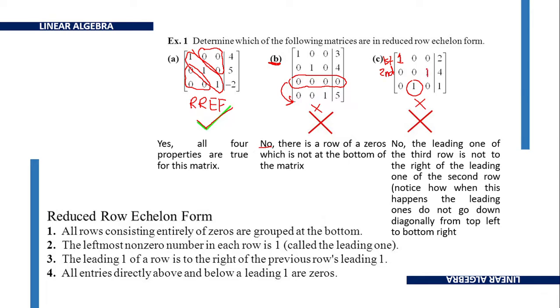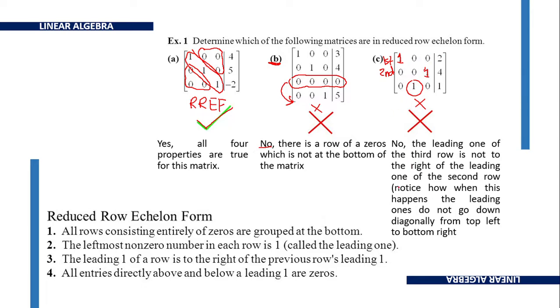Ayan. So, tama siya. Nasa right nitong ating previous row. Nasa kanan, kung mapapansin nyo dito sa ating third row, yung leading entry na 1 is nasa kaliwa nung leading entry nitong ating second row. Ibig sabihin, hindi siya naka-reduced row echelon form.